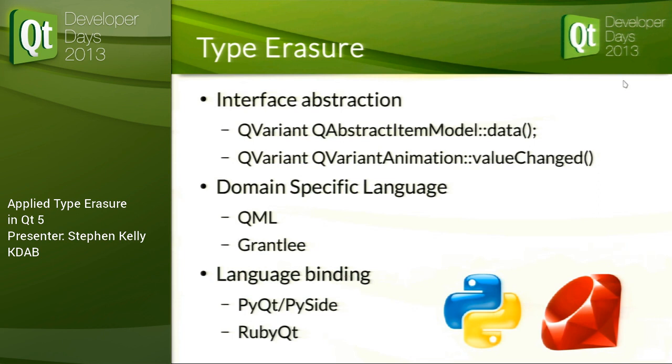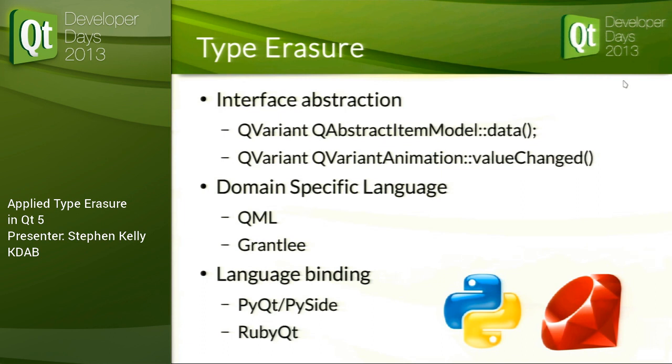Also, if you're doing an animation, you'll find the QVariant API in all of the animation API, because almost anything can be animated. You know, a number, a color, anything like that. Also external to Qt, Qt base at least, you'll find domain-specific languages which make good use of type erasure.